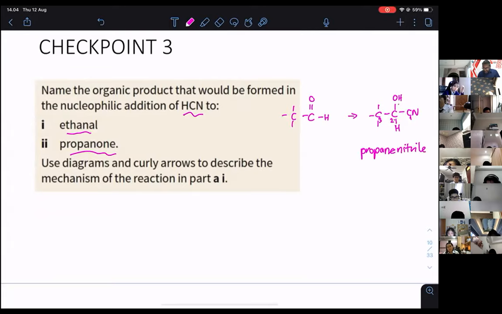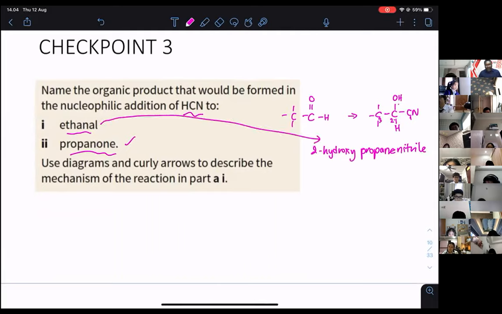This is going to be 2-hydroxypropanenitrile, if you want to name it this way. And if it is propanone, you should by now be able to predict. You can see from ethanol changing to propane, if it is propanone, because there is an increase in the number of carbons, you're supposed to get something to do with butane. 2-hydroxybutanenitrile. If you're not sure, you can draw 1, 2, 3, propanone.